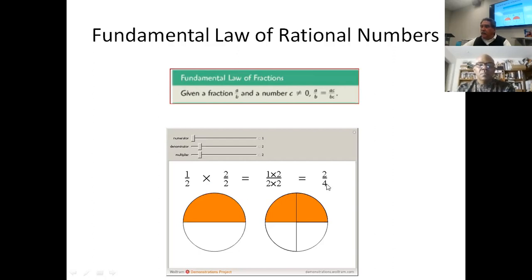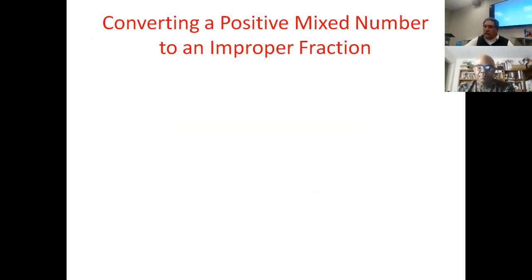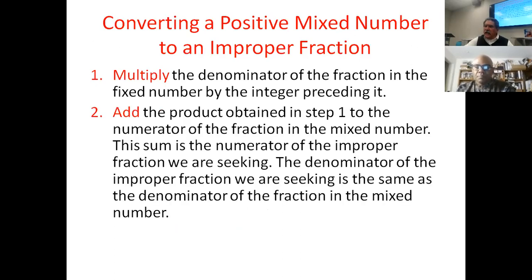You get 2 over 4. The only change that I'm making is, instead of dividing this diagram into 2 parts, I have divided it into 4 parts, and I have chosen 2 out of 4, which is the same as half. All right? Let's continue. Please, if there's anything not clear, anything you want me to go over, let me know, okay?